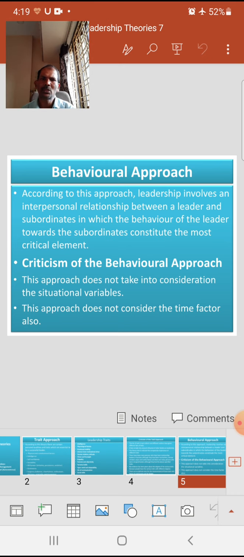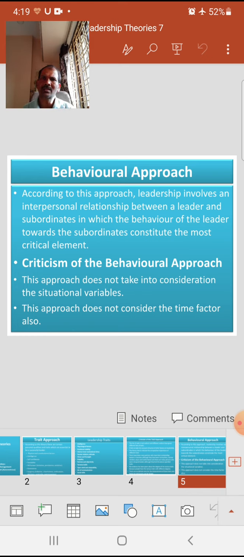We will see the criticism of this behavioral approach. This approach does not take into consideration the situational variables. A particular leadership style may be effective in one situation, but it may not be so effective or ineffective in other situations. In fact, the situation determines the effectiveness of a particular leadership style.